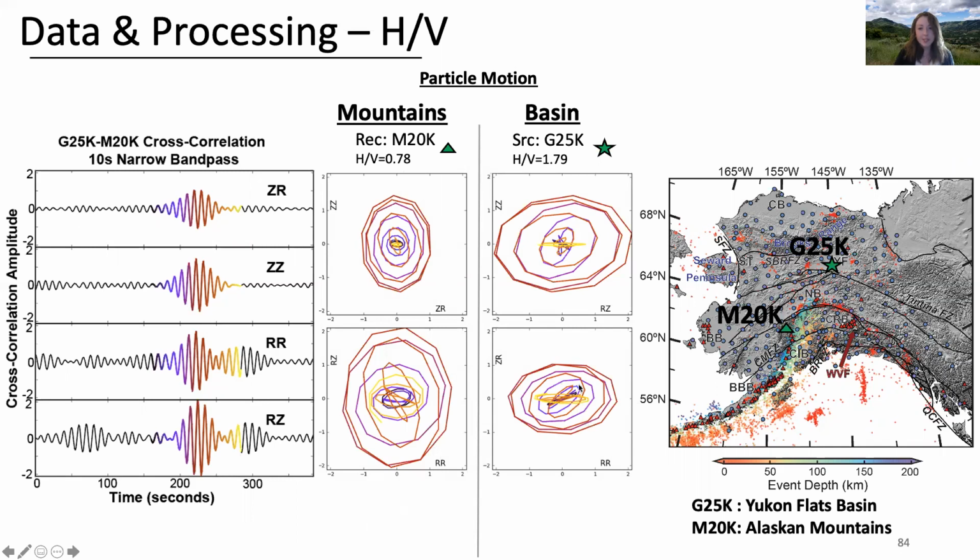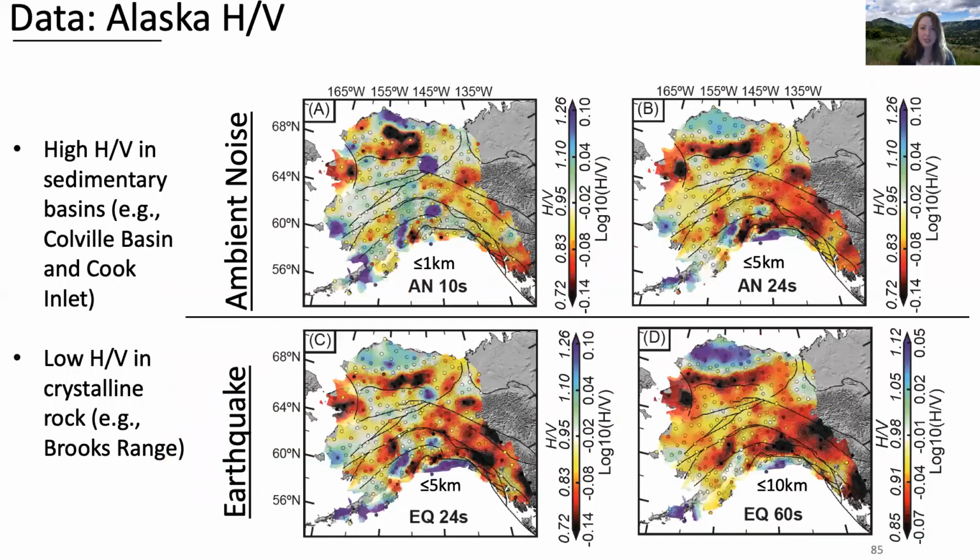At the source station G25K, we can see the particle motion is elongated radially or horizontally, producing a high HRV ratio at this basin station, where the contrast between soft sediment and bedrock creates an amplified horizontal motion. The result from this analysis for all station pairs is used to obtain the mean HRV ratio at each station.